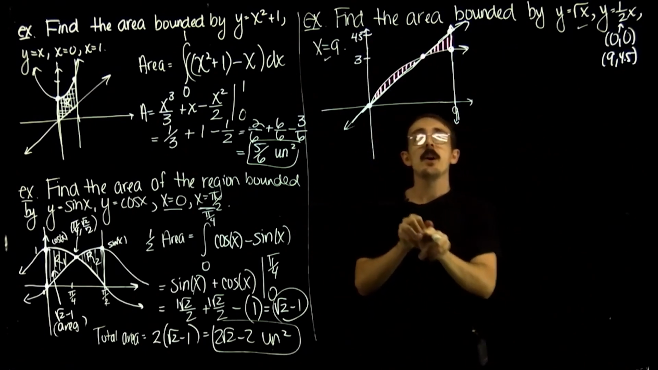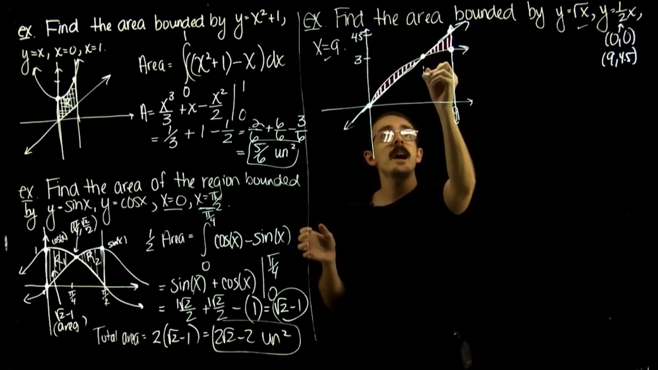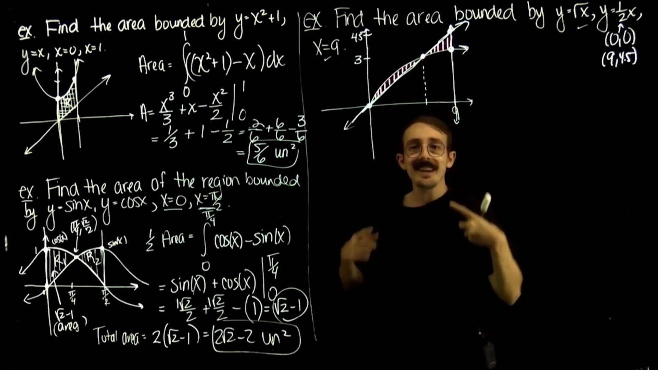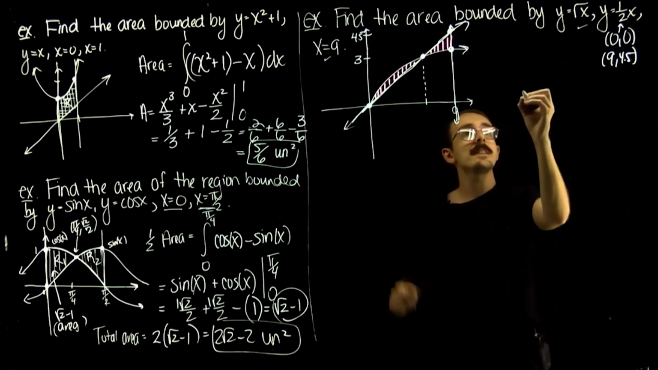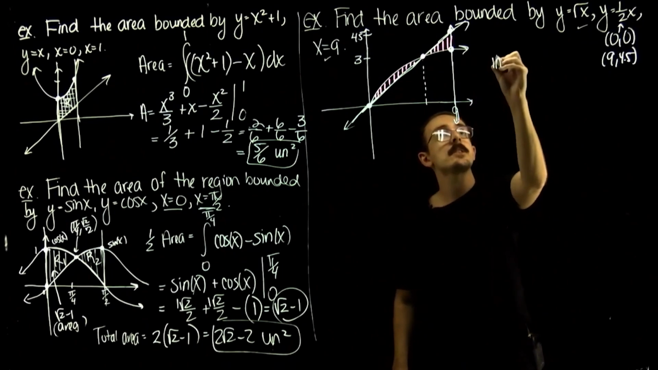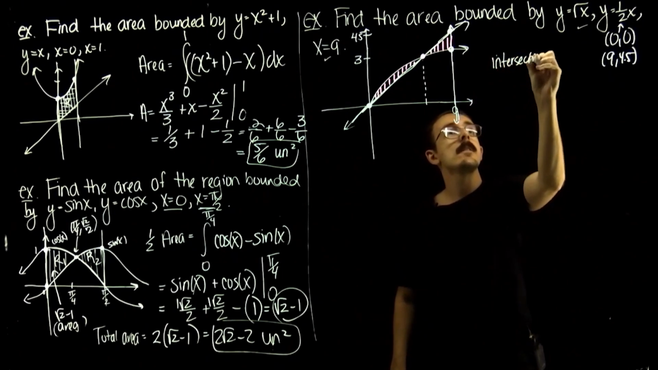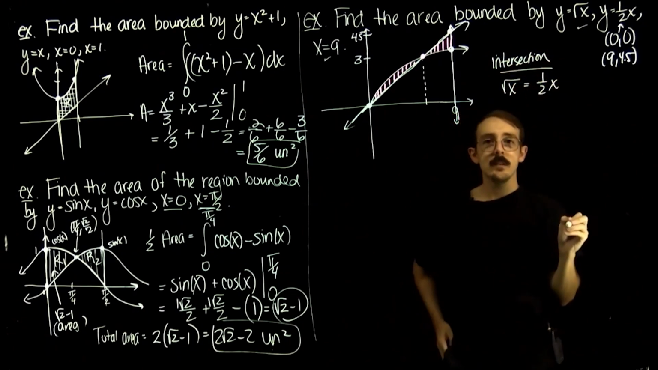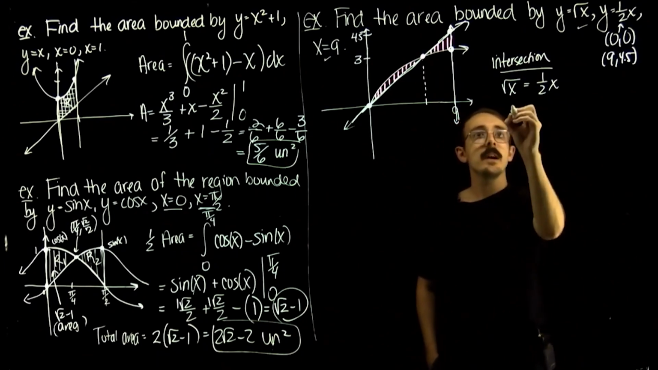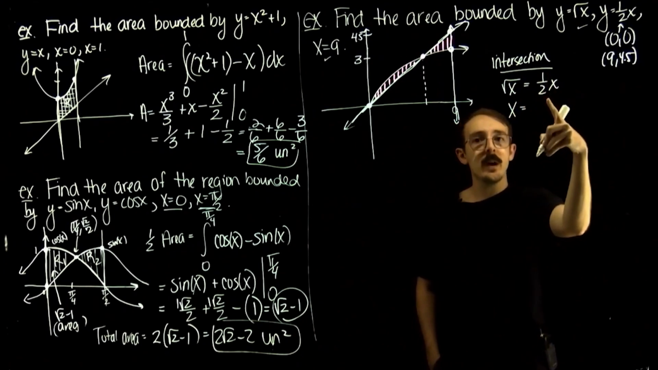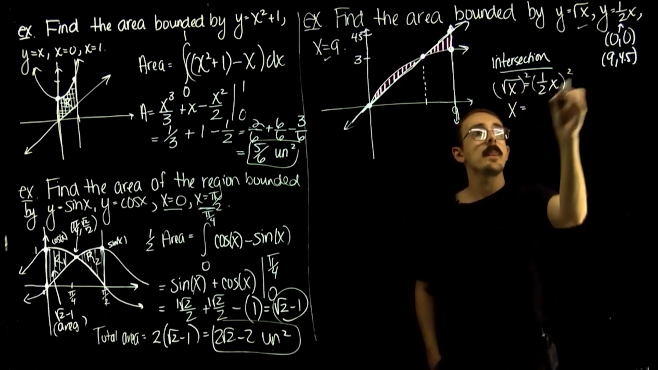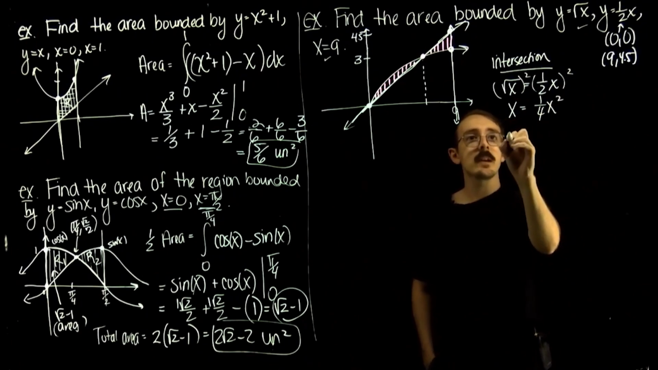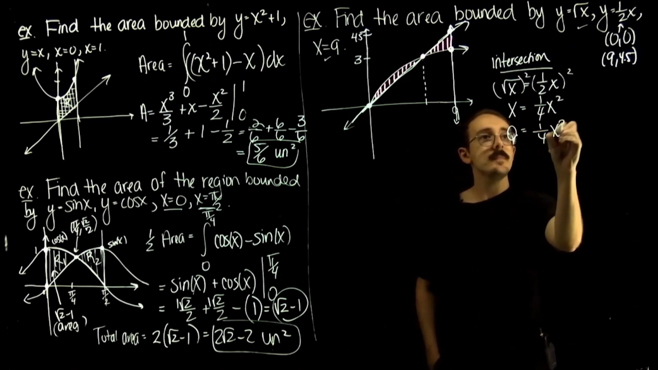So let's do that. The most important question I have for you is, how on earth am I going to find the spot where they cross? Well, they intersect there, so they have to be equal. So let's set them equal to each other. This is to find the intersection. To find the intersection, we're going to set radical x equal to 1/2 x. I'll square both sides. This is going to be x equals, if you square this, 1/4 x squared. Let's move the x over here, so we're going to get 0 equals 1/4 x squared minus x.